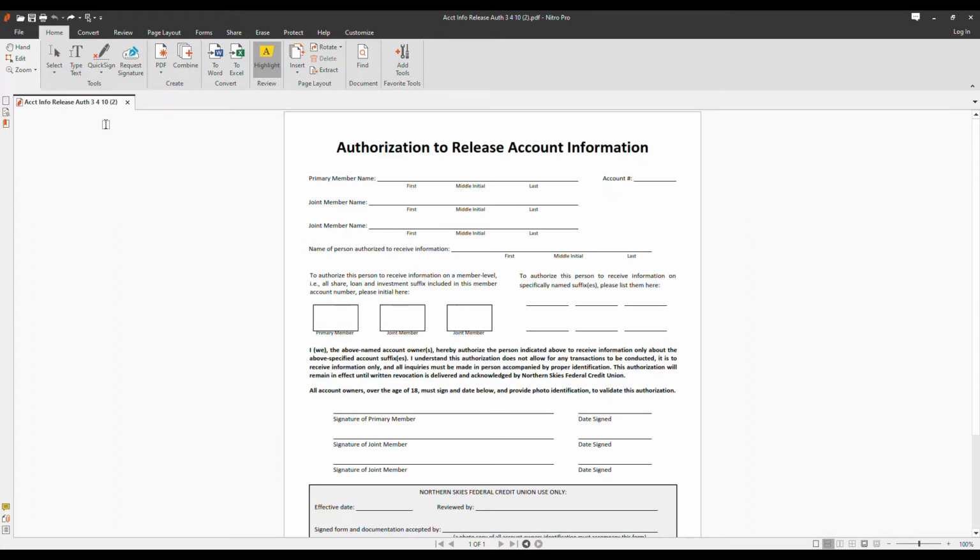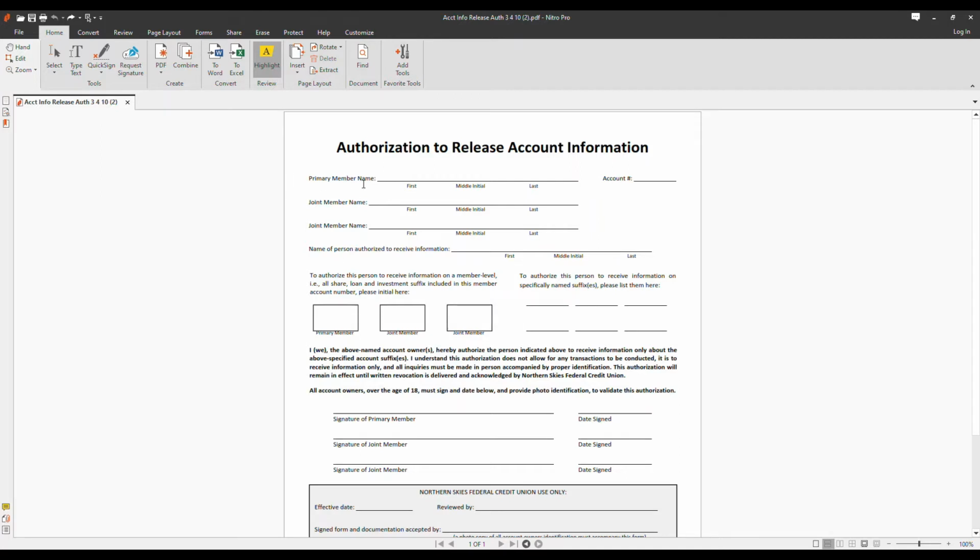Today I'm going to talk about the authorization to release account information form. You can find this form on Yoshi. It's also available in the public drive. What this does is it allows a non-member or a non-joint member to get information on either a specific account membership or a specific suffix, like a loan or a savings account.